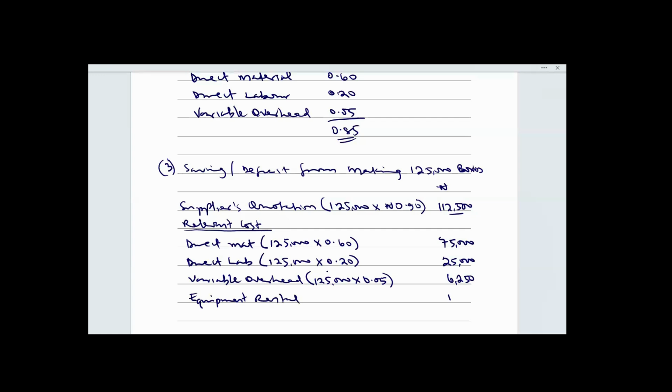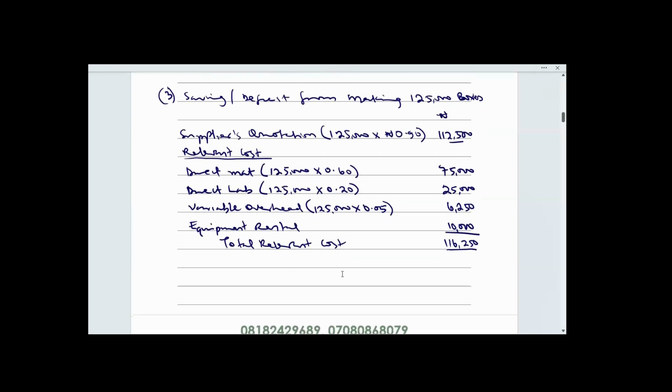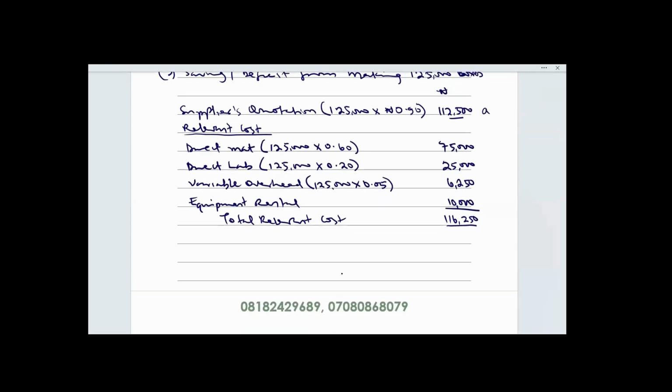Then we also have equipment rental of 10,000 naira. We add it up. What's the total? This is 116,250. Okay, so total relevant cost. This is A. This is B.